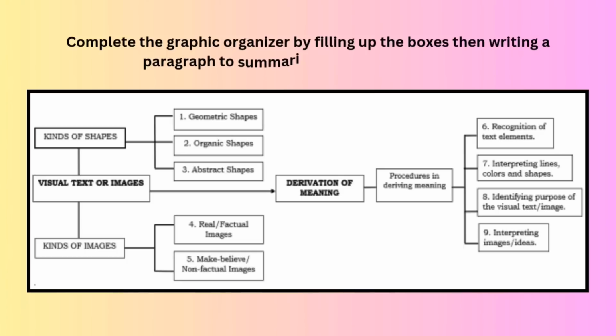of the graphic organizer. So you have the kinds of shapes and the visual text or images. Under that are kinds of shapes and kinds of images. We have geometric, organic, and abstract shapes. And for kinds of images, we have real and factual images and make-believe and non-factual images. For visual text or images, we have the procedures in deriving meaning: recognition of the text elements, interpreting lines, colors, and shapes, identifying the purpose of the visual text or image, and interpreting the images or ideas.